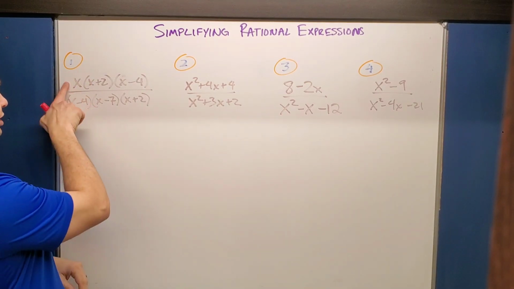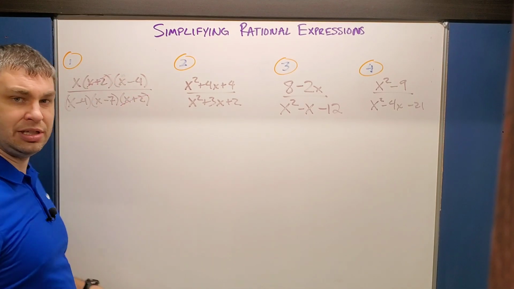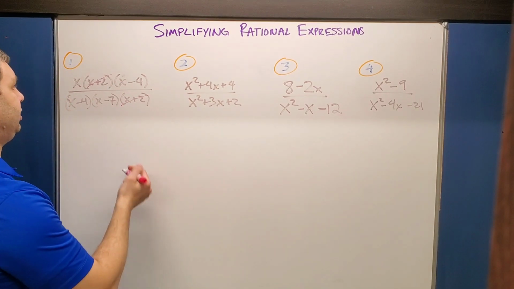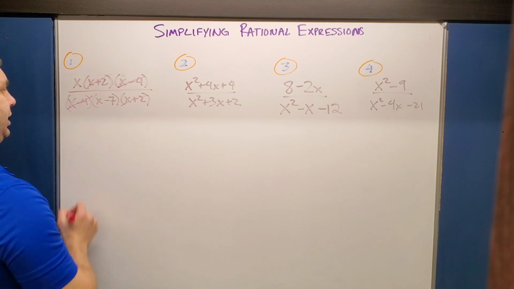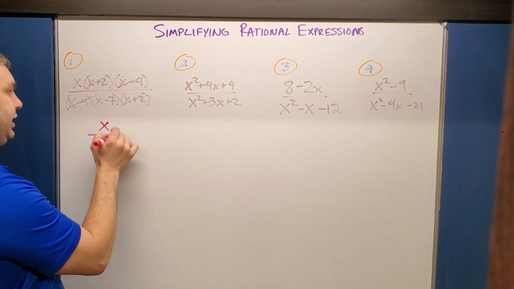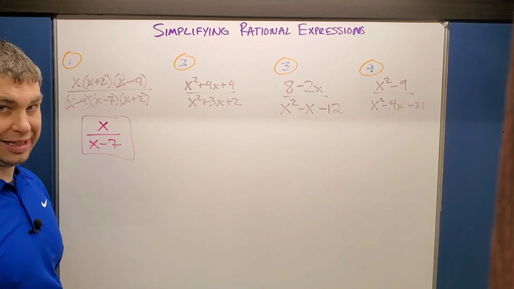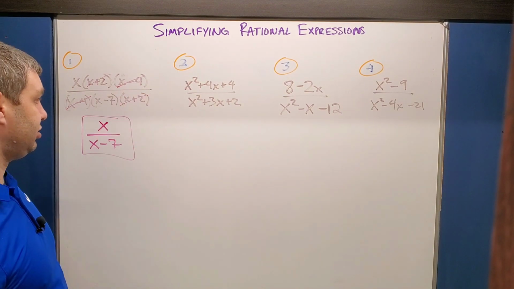All right, for example, I don't have any other x's, but I do have an x plus 2 on top and the bottom, so those are going to cancel here in number 1, and then also an x minus 4 on the top and the bottom. So if I do that, nothing else can cancel, leaving me with just x on top over x minus 7 on the bottom, and I would write that as my answer of the simplified rational expression.